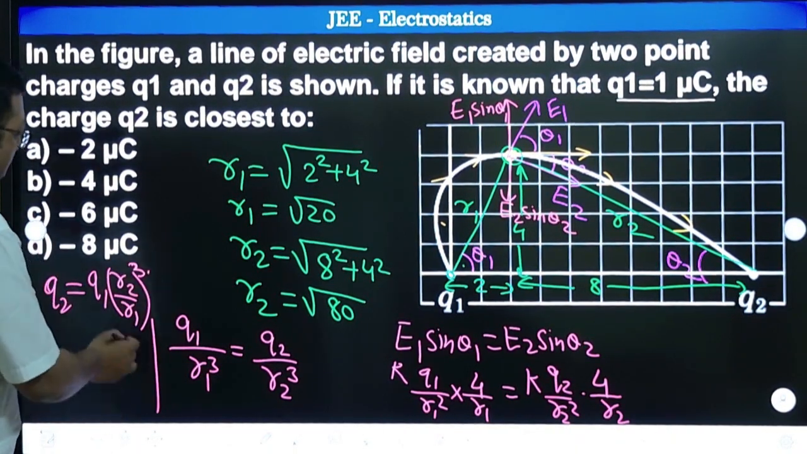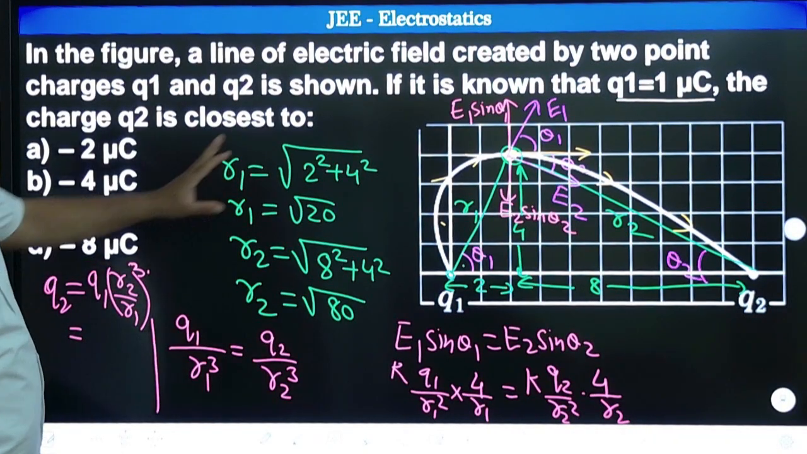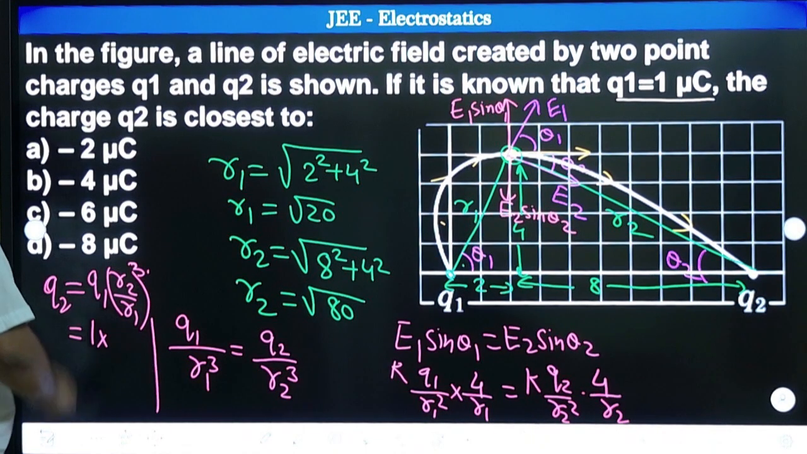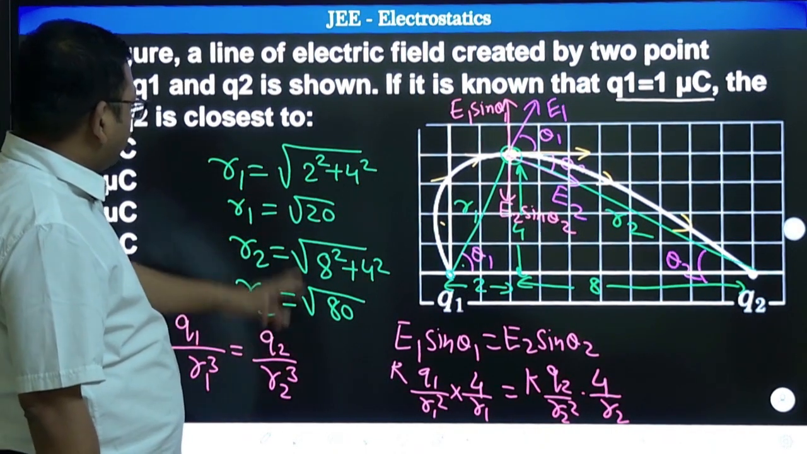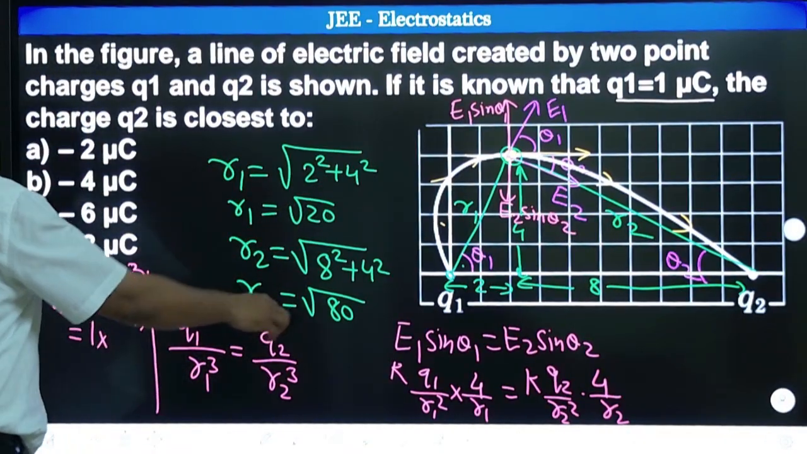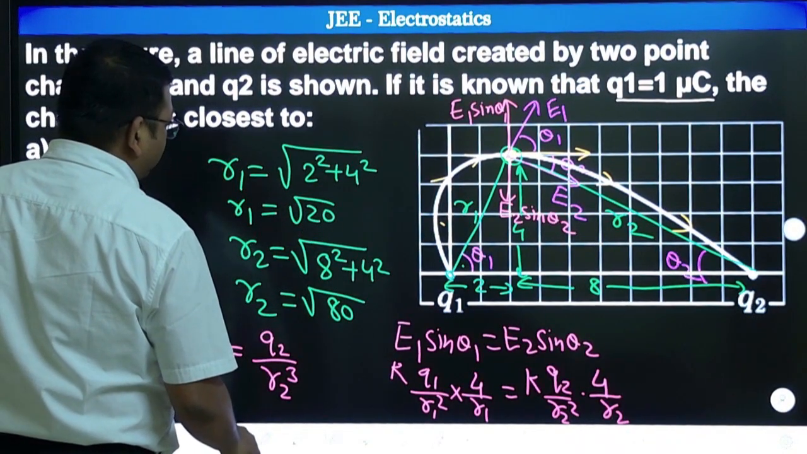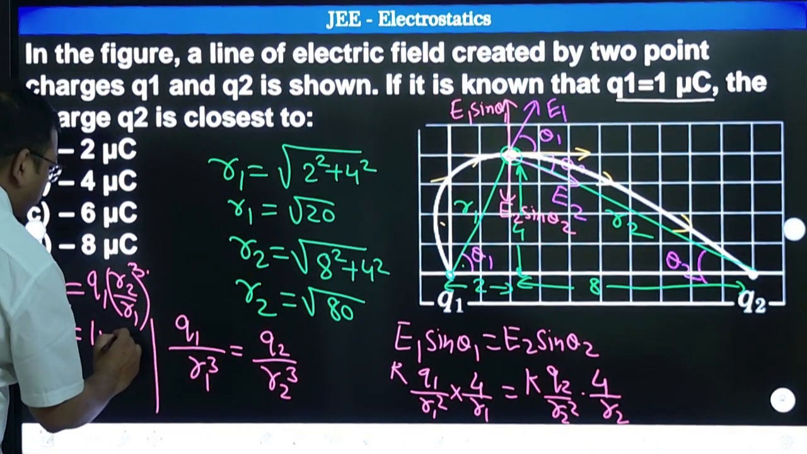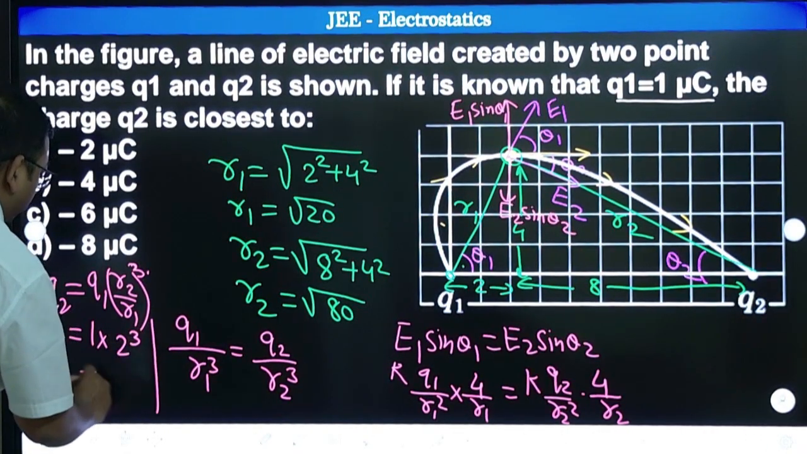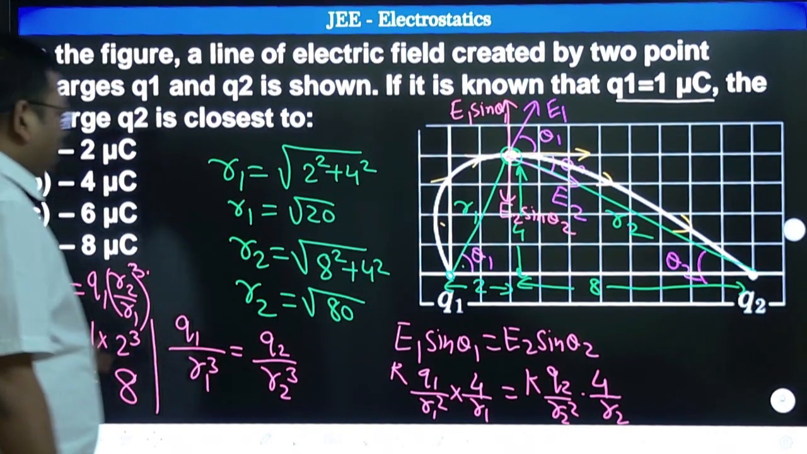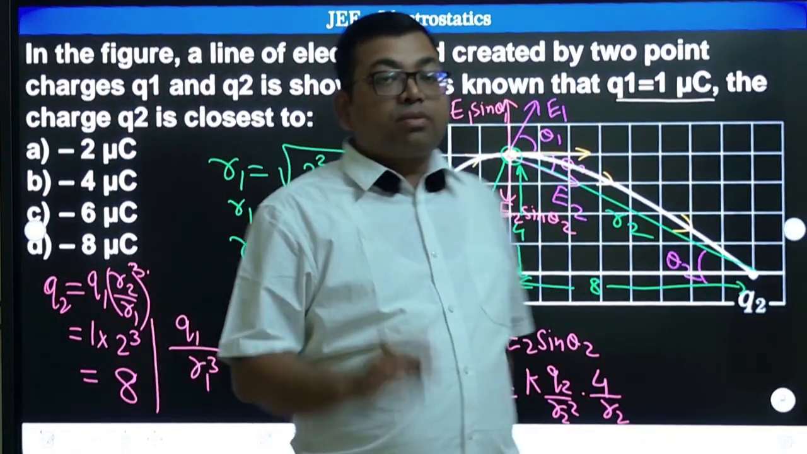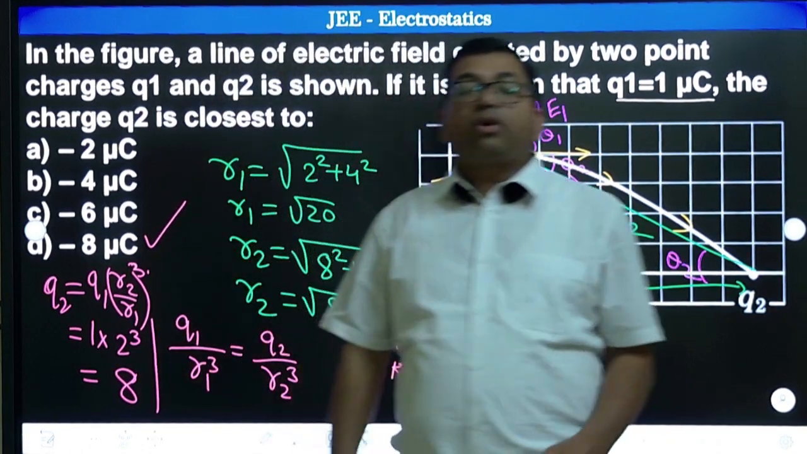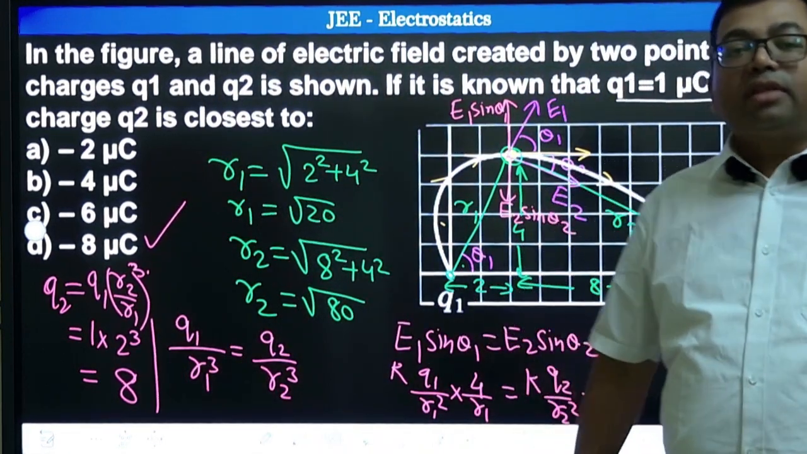So let us do this calculation. Q1 is given as 1 microcoulomb. What is the ratio r2 by r1? Root 80 by root 20, that means root under 4, which becomes 2. So 2 to the power 3 becomes 8. 8 is the magnitude, but we know it is negative. So we can go with option D. Fine. So I hope you have understood this, right? Thank you for your attention.